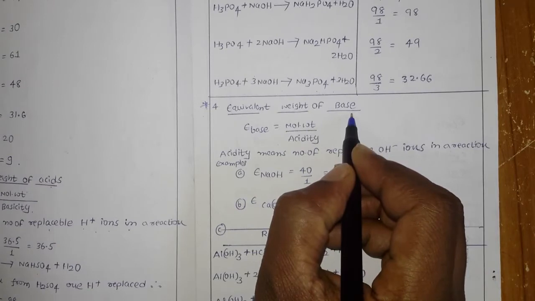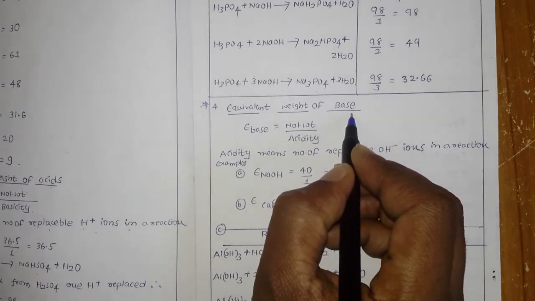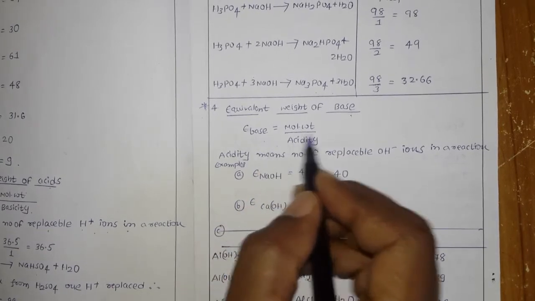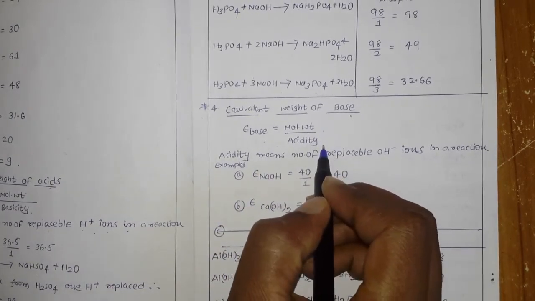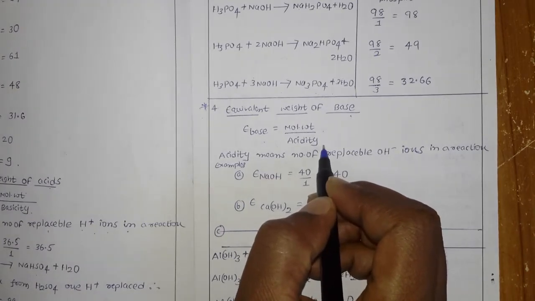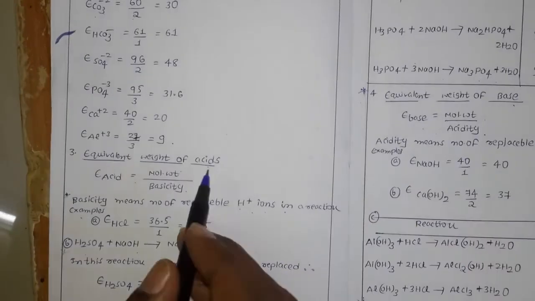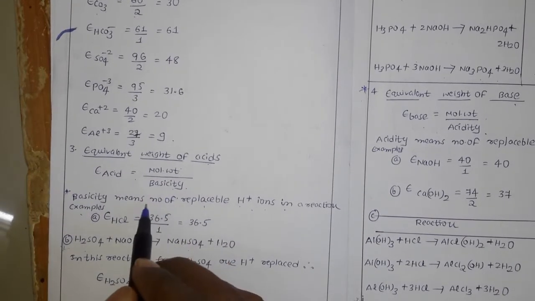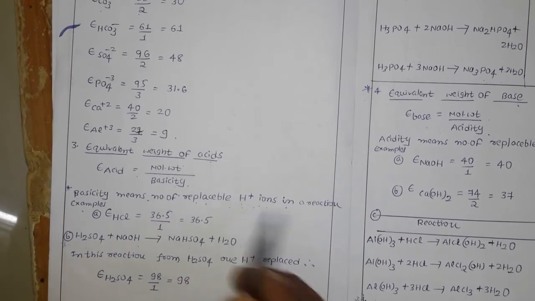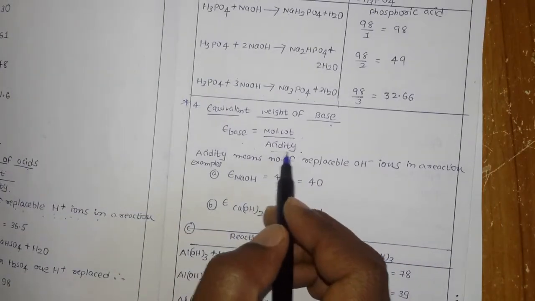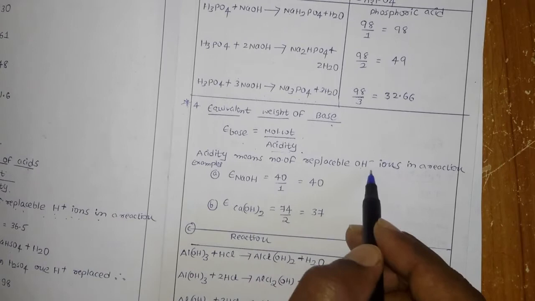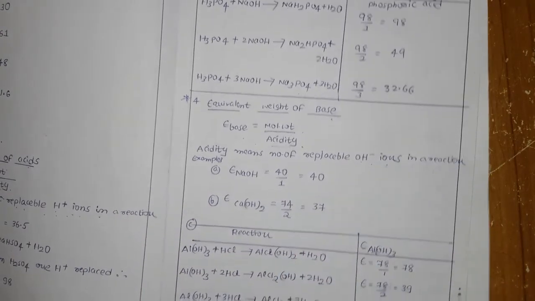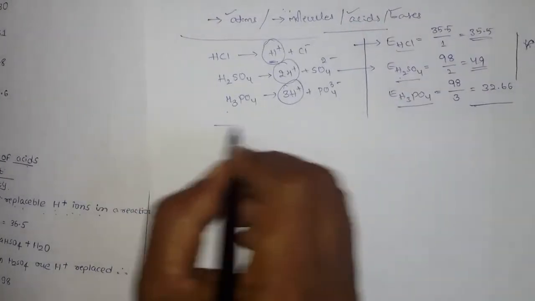For the equivalent weight of the bases, it is very simple, exactly opposite to the acid. That is, the equivalent weight of the base is equal to the molecular weight by acidity. Generally for acids, it is molecular weight by basicity. Basicity is nothing but the number of replaceable H plus ions. Similarly, acidity is nothing but the number of replaceable OH minus ions. Okay, so let us go with one example here.